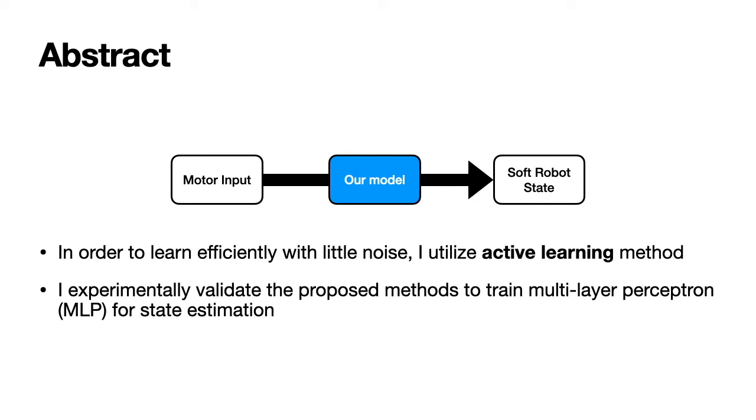In order to learn efficiently with little noise, I utilize an active learning method. Hence, I experimentally validate the proposed methods to train a multilayer perceptron (MLP) for state estimation. And it is experimented with an active learning methodology using model uncertainty.